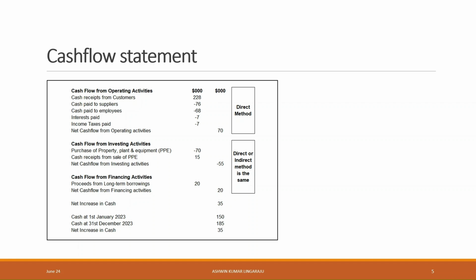So if you add up operating, investing, and financing activities, it comes to a net increase in cash of 35. Cash at the beginning, in January 2023, is 150, and cash at the end of December 2023 is 185. So that net increase in cash is 35. As you can notice, operating activities can be done by both the direct and indirect methods, and so can investing and financing activities.